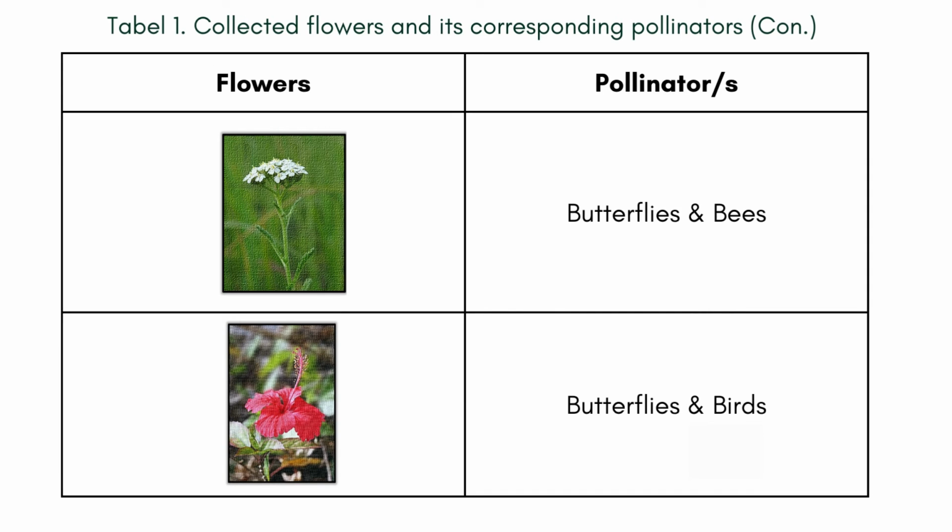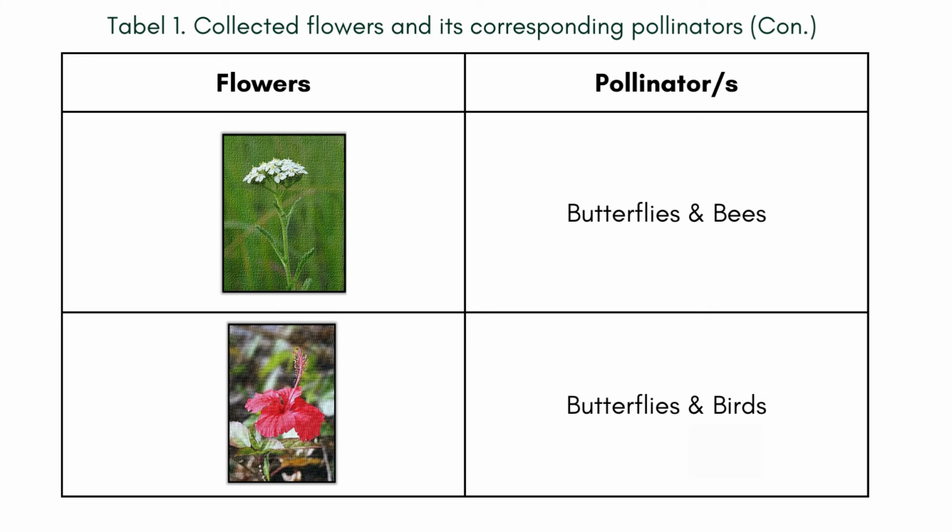This is the continuation of Table 1. Shown is the flower of Achillea millefolium, and its pollinators are the butterflies and bees, since it has bright white in color and has a fresh scent to it. The pollens are also limited. Since the type of inflorescence of this plant species is corymbed, the other flowers attached serve as the landing pad.